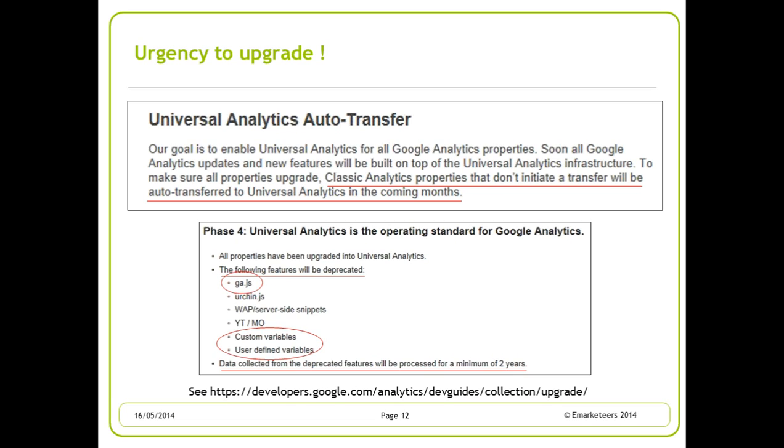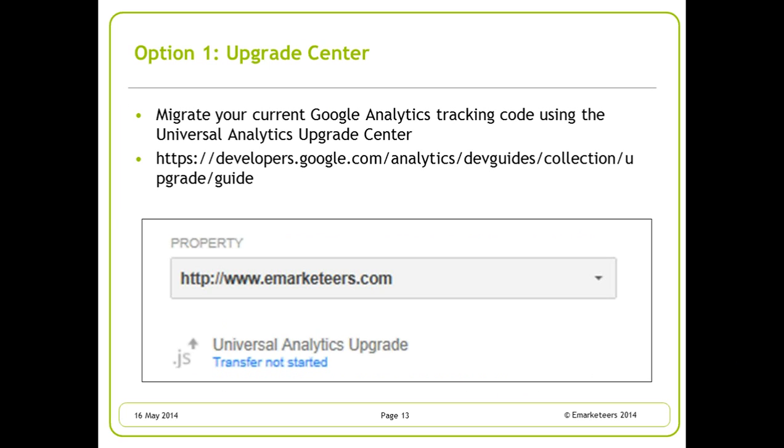In the end, you will need to replace all Google Analytics code on your website because, as Google says here, they will eventually be deprecated. Data collected from deprecated features will be processed for a minimum of 2 years. So yes, they will sort of continue to process your data for another 2 years, but eventually it won't work anymore, your old Google Analytics implementation. So how do you migrate?